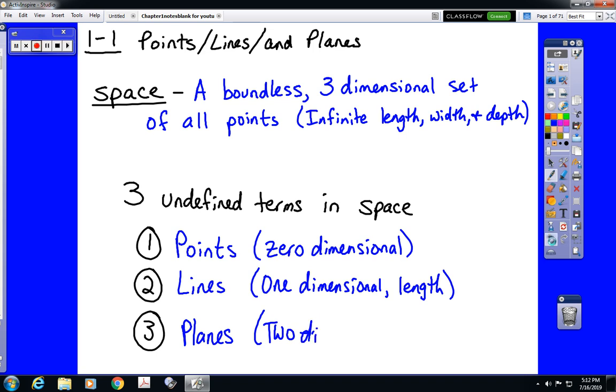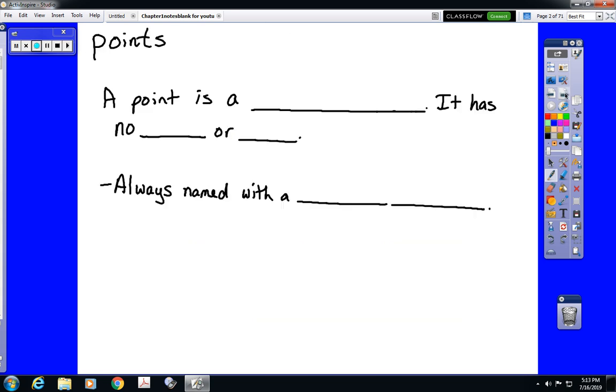Excuse my pen, it gets a little iffy down here at the bottom of the screen. Two-dimensional. They have both infinite length and infinite width. Those are the two dimensions that a plane has. So we're going to talk about each one of these in a little bit more detail, starting with points.